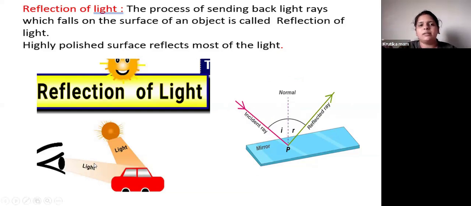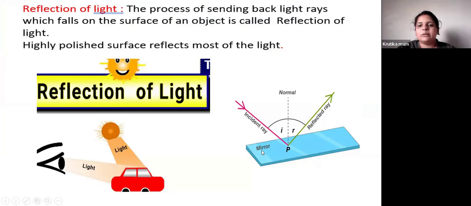So what is reflection? Reflection of light: here we can define it as, when the light rays are incident on a surface, they bounce back. In simple language, light rays hit the surface and bounce back in the same medium. This phenomenon is called reflection of light. So what is reflection of light? The bouncing back of light in the same medium is called reflection of light. Okay, so you are able to see the figure there.